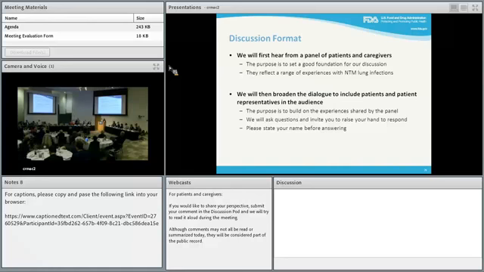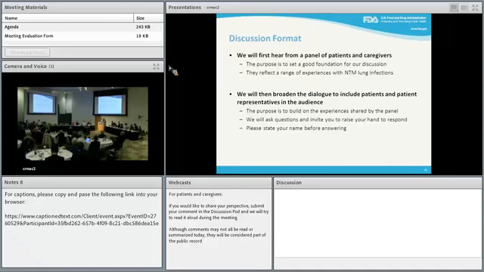So our panel reflects a range of experiences with NTM lung infections, and they'll each have about 5 minutes to present their remarks. After our panel is done, we're going to expand on the dialogue, broaden it, to hear from more of you, more patients and caregivers in the audience, to provide your perspectives. And what we encourage you to do here is build on what you've heard from the panel. So share not only what's similar, but what's different for you, and how you experience your symptoms and how they impact you.